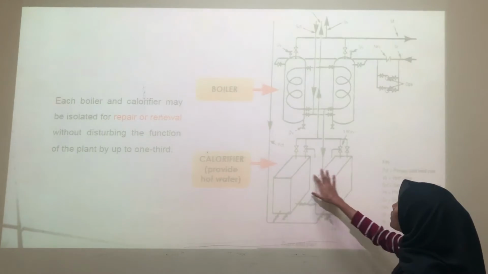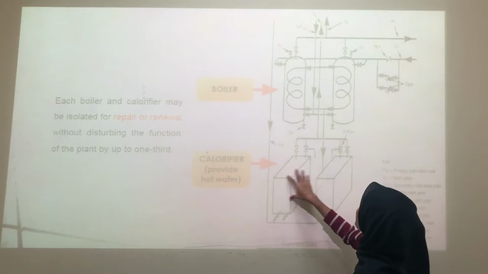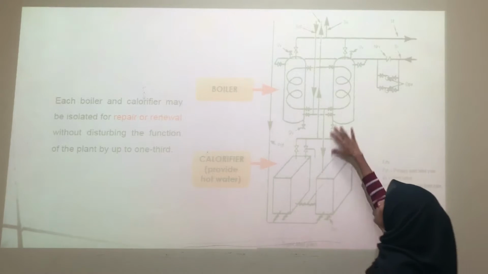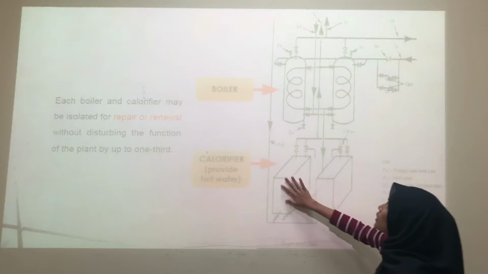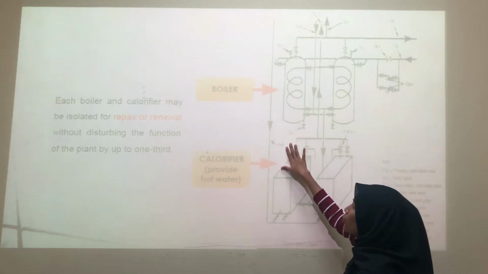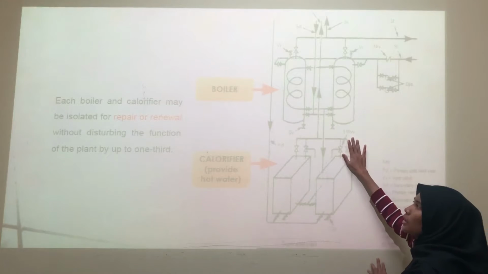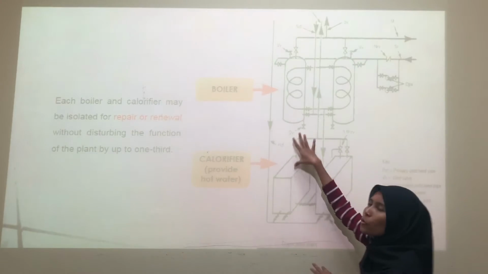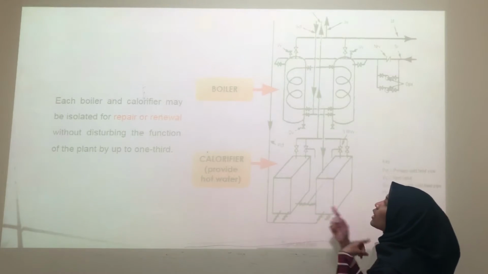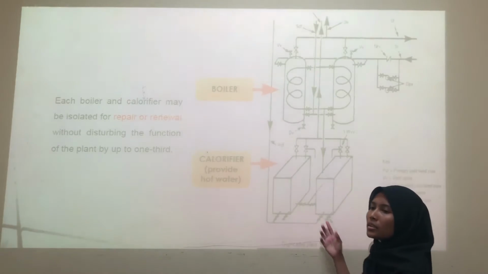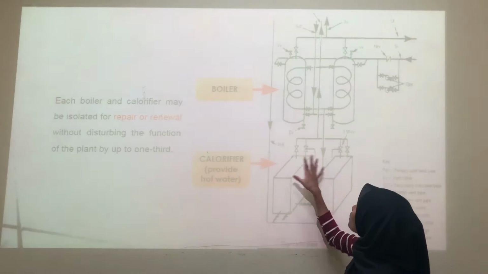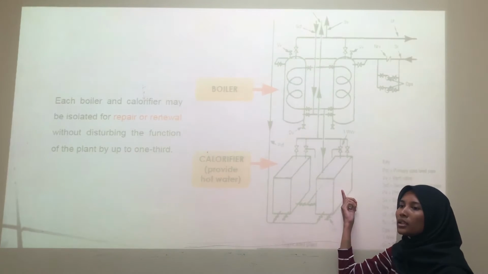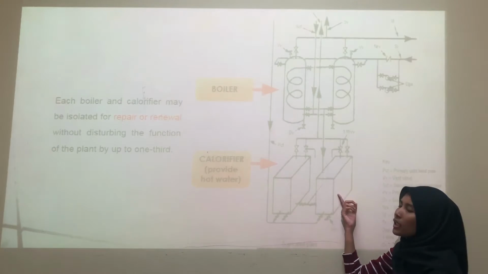Contohnya macam ni ada dual. Kalau satu set ni berfungsi, satu set ni akan tutup. Kalau untuk satu set ni tengah repair or renewal, set ni akan buka. So benda tu akan berulang-alik. That's why dia guna dua set untuk ni, dual plan ni.